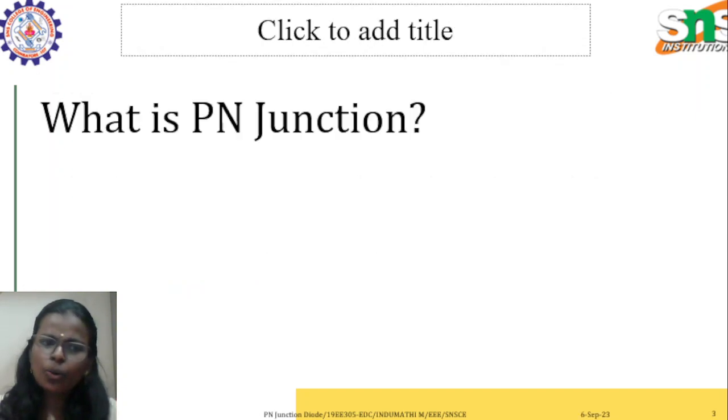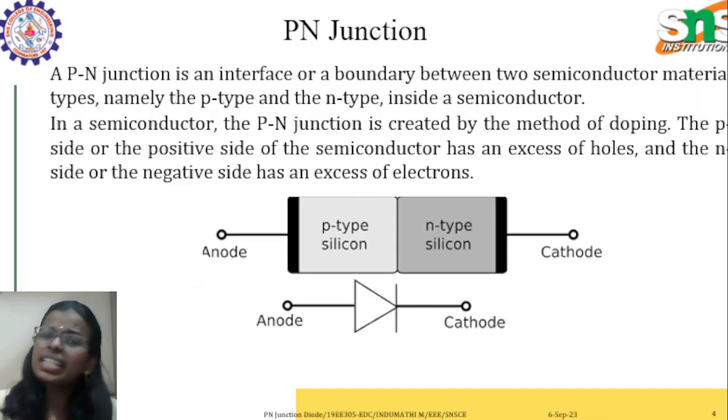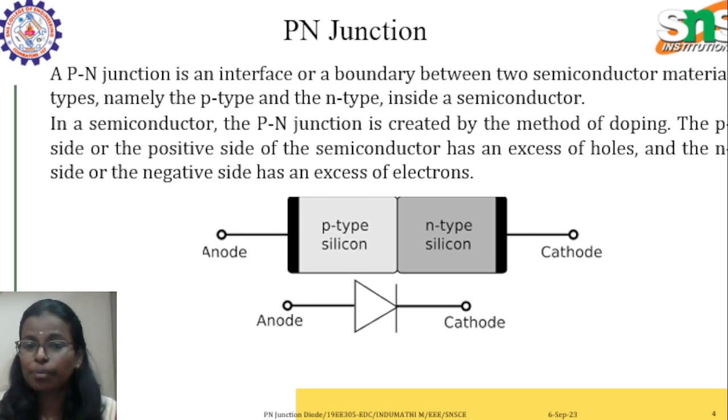So we'll start. What is meant by a PN junction diode? A PN junction diode is an interface or a boundary between two semiconductor materials, namely P-type and N-type, which is a type of semiconductor. In the semiconductor, the PN junction is created by a method of doping. That is, the P side, or positive side, of the semiconductor has a majority of holes, and the N side, or negative side, has an excess of electrons.